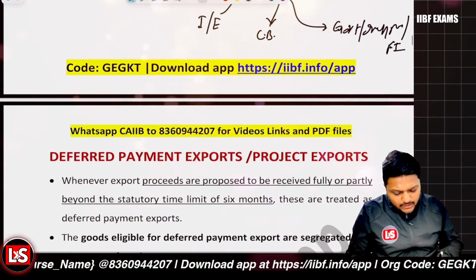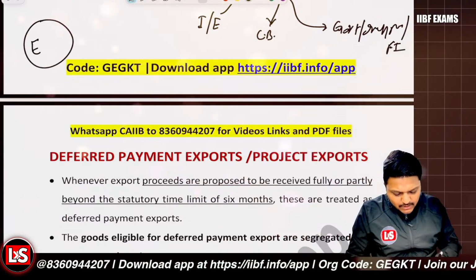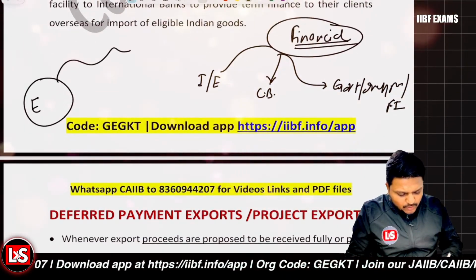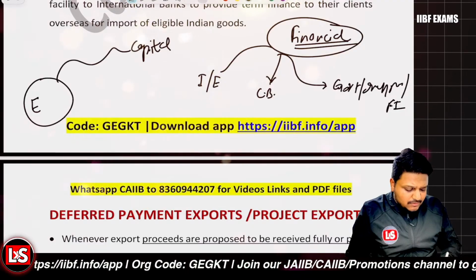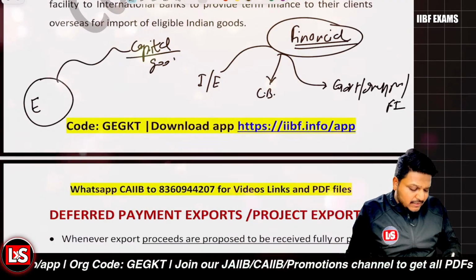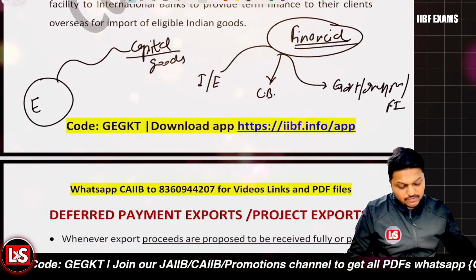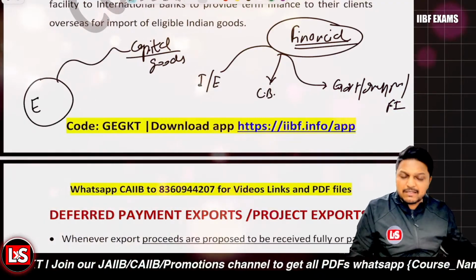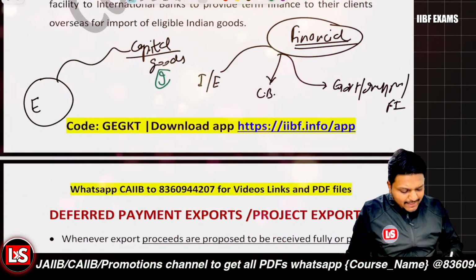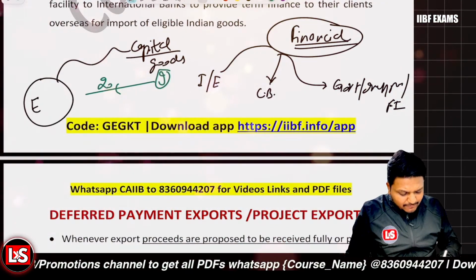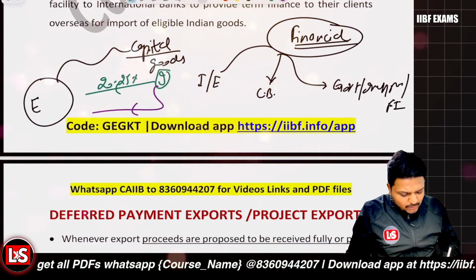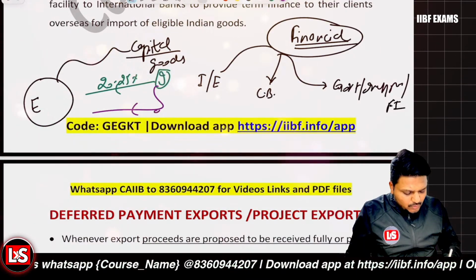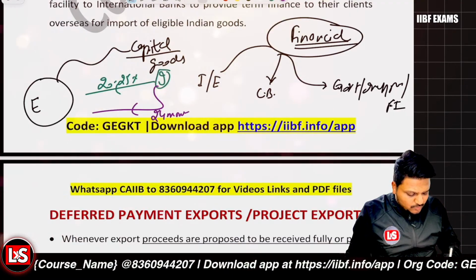That you are going to do an export. Let's say exporter E is here and he's going to export the capital goods. Now the capital goods are very capital intensive goods, right? And a huge capital is involved. Let's say the importer has paid you 20 to 25% as a token amount, and the rest of the amount is to be repaid to you, let's say, in the next 24 months.